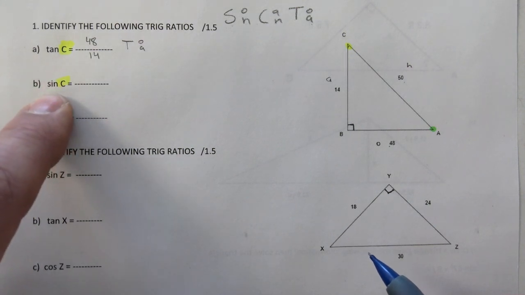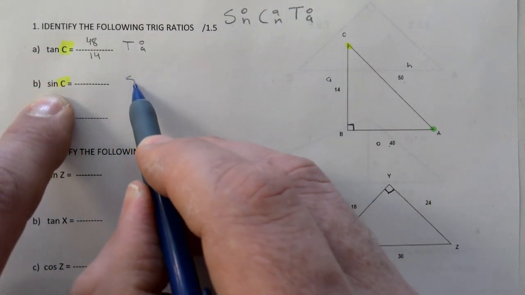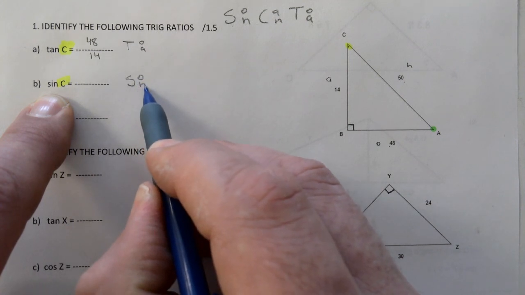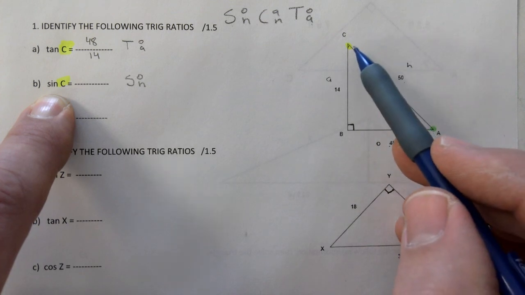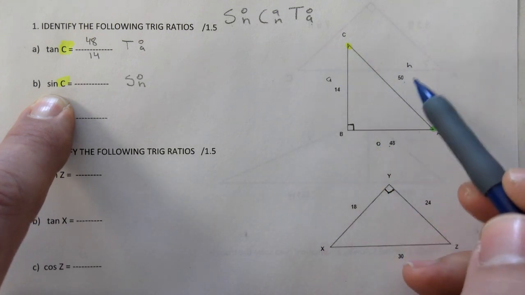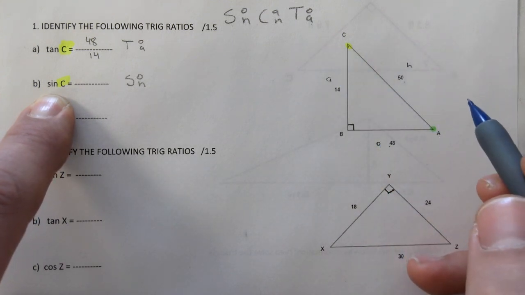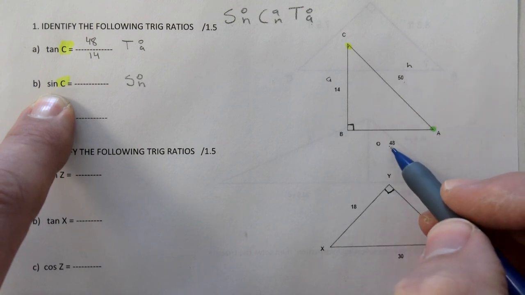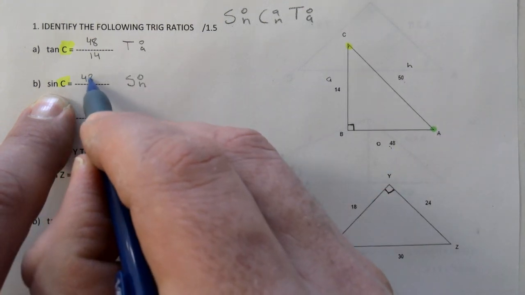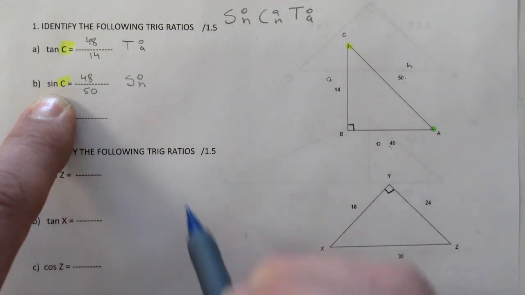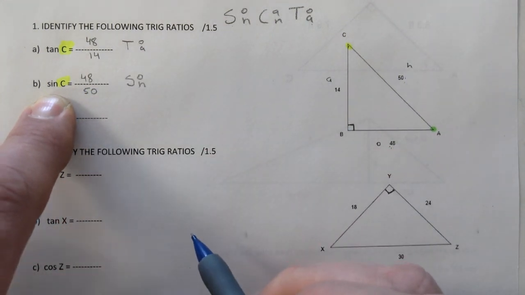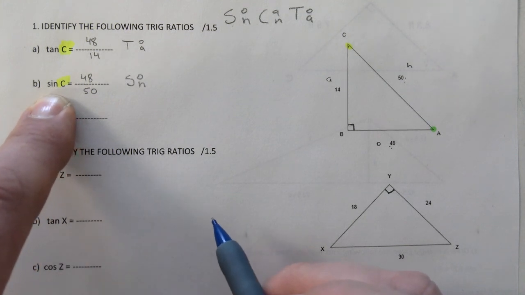Next, we've got sine of C. We're still looking at the same reference angle, meaning that the labels we put in are still accurate. So we grab the opposite, which is 48, over the hypotenuse, which is 50, and you have that. So make sure you write this down as best as you can.